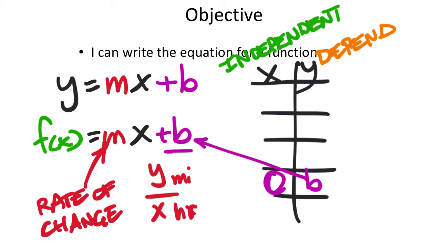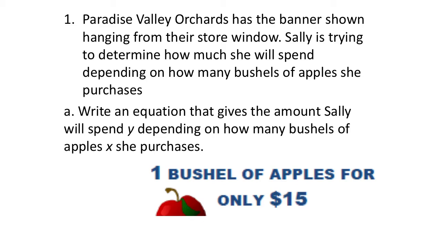You may not see it as a rate like that. For example, miles per hour sometimes is just written like this. But if you can notice where the rate is, then you can know the rate of change pretty quick. So Paradise Valley Orchards has the banner shown hanging from their store window. Sally is trying to determine how much she will spend depending on how many bushels of apples she purchases. Write an equation that gives the amount Sally will spend, y, depending on how many bushels of apples she purchases.